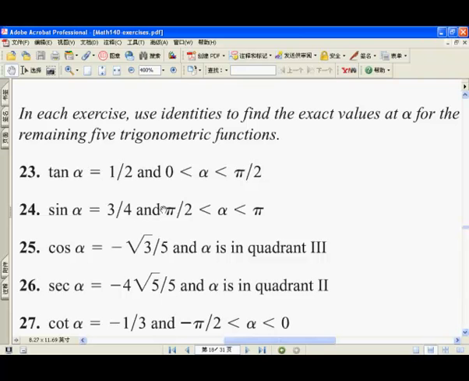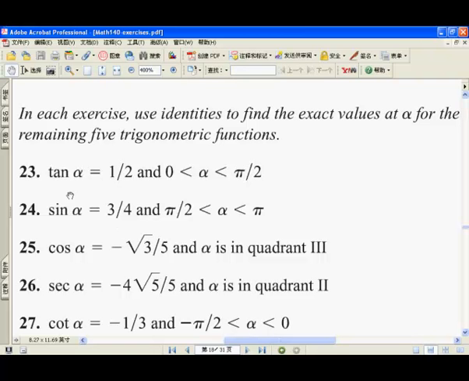Right? And let's first begin with one problem in section 1. Let's look at page 516. We'll look at problem 23. In this 23, we know the value of the tangent alpha, and we also know the position of alpha. Alpha is in quadrant 1. And then we need to find the exact value at alpha for the remaining 5 trigonometric functions.